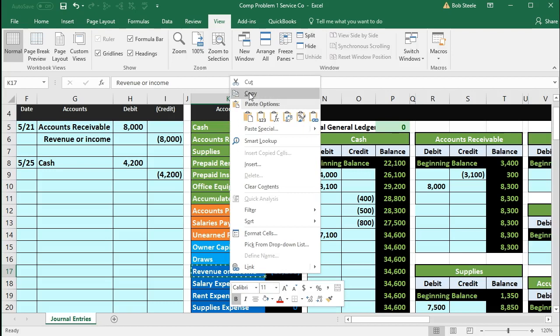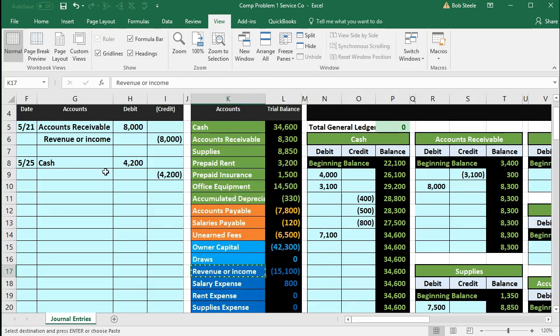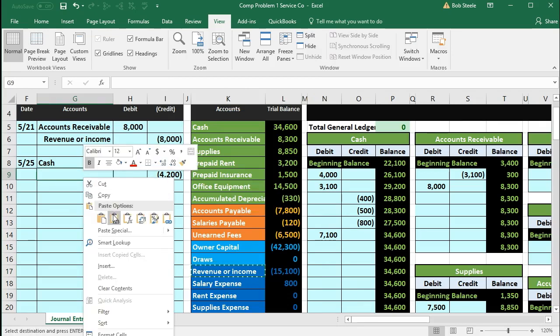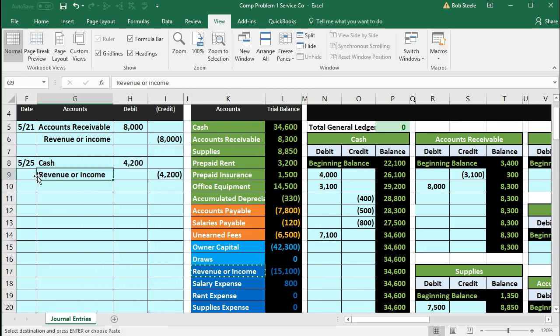Going to copy revenue, right click and copy. We're going to put that in cell G9 by right clicking and pasting 1, 2, 3. Then double click before the R and space 3 times and we'll indent that. There's our journal entry.